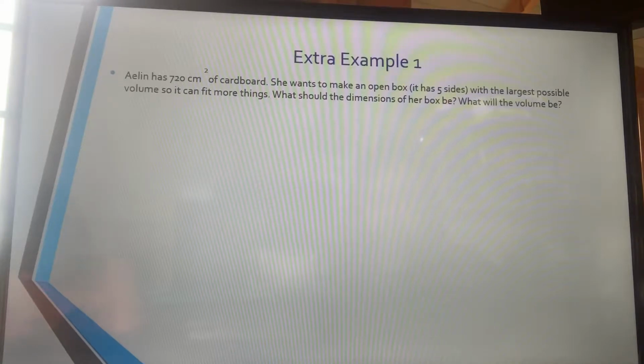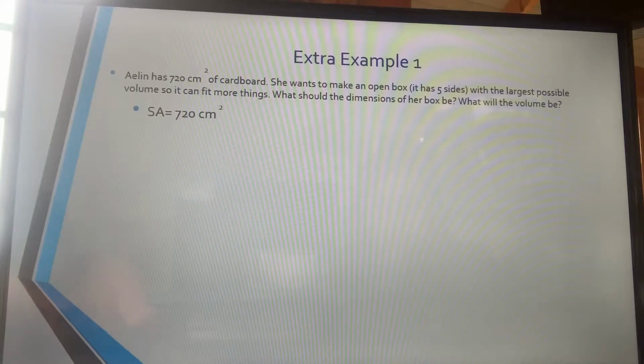Extra example 1. Aileen has 720 centimeters squared of cardboard. She wants to make an open box, so it would have 5 sides, with the largest possible volume so it can fit more things. What should the dimensions of her box be, and what will the volume be?